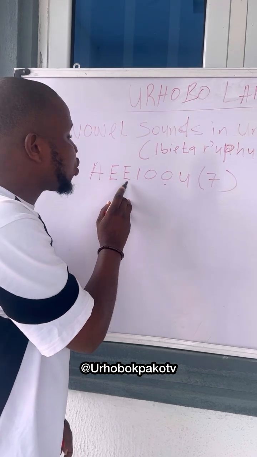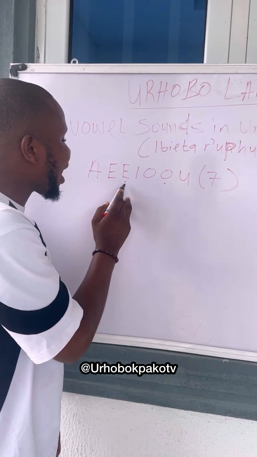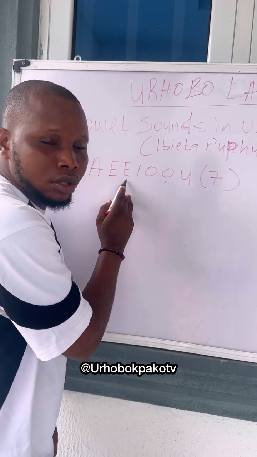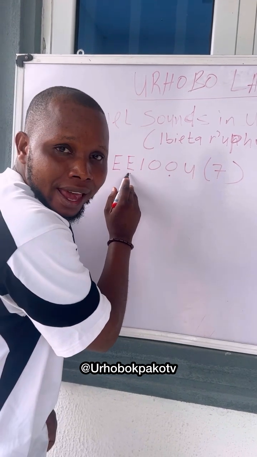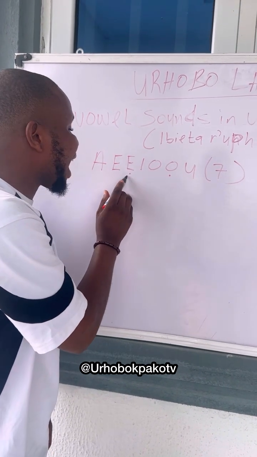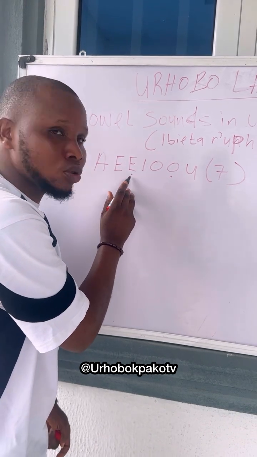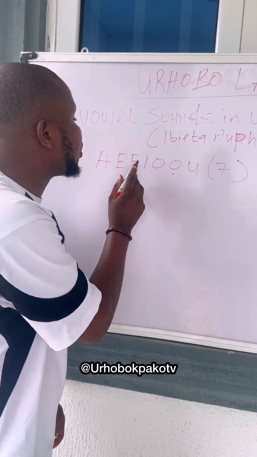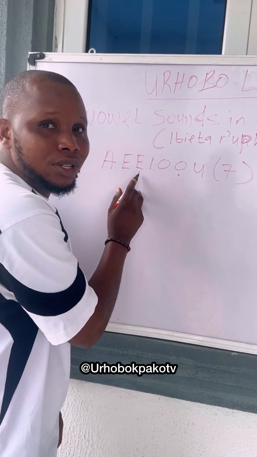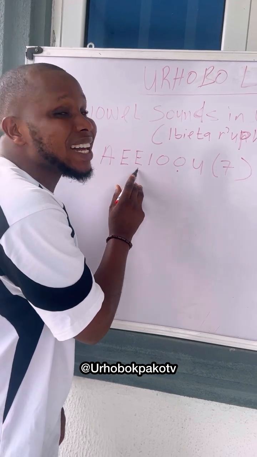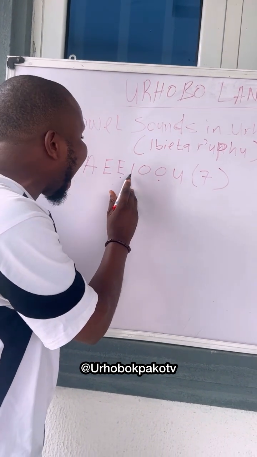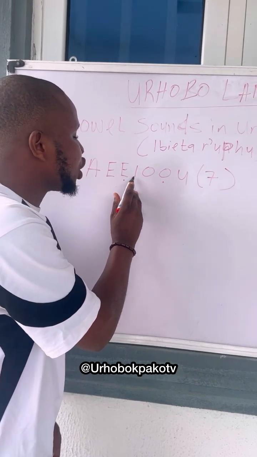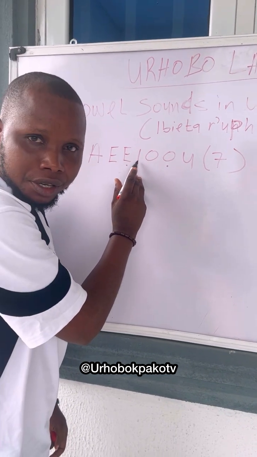Now, in Urhobo language, we have 2 E, but one has a dot at the bottom. This dot changes A to E. It's not pronounced as E because it has a dot. Most people use the dot at the top, while some use it at the bottom. It's pronounced as E. Then in English language, it's called I, but in Urhobo language, it's called E.